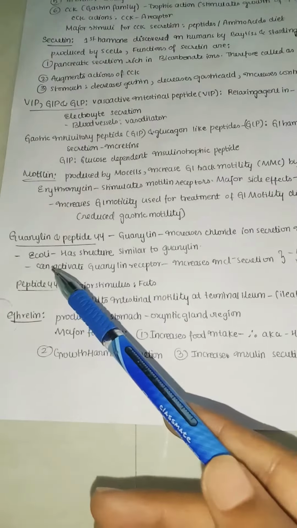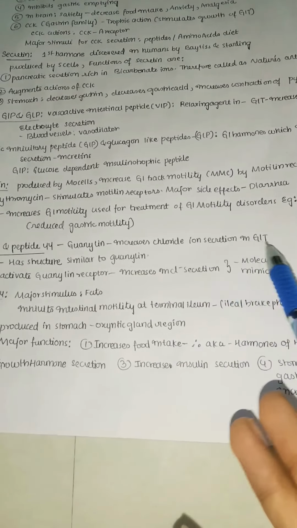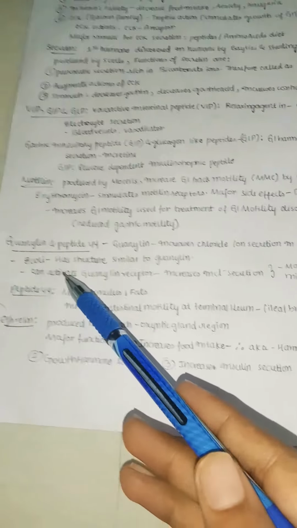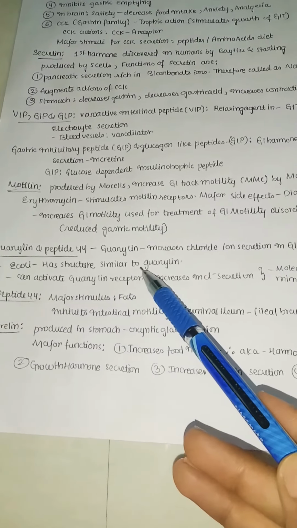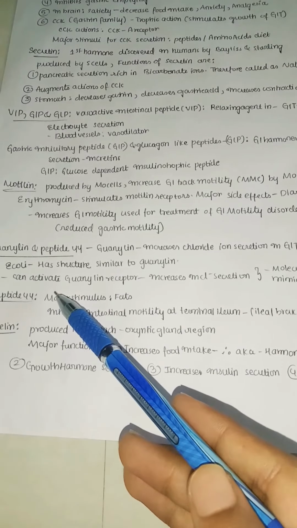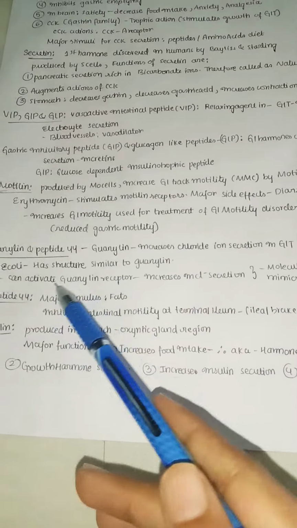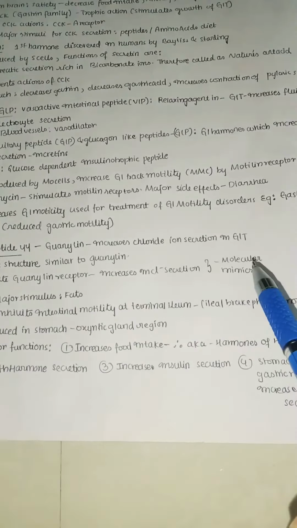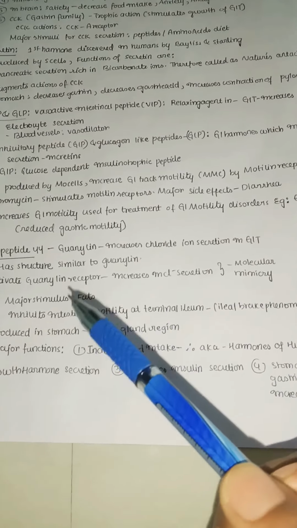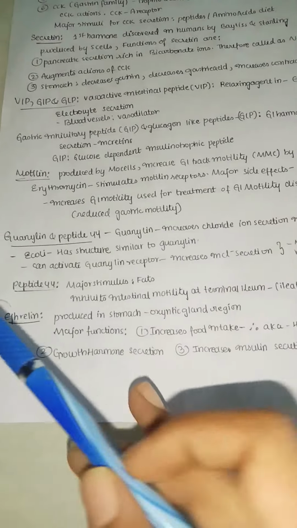And next, coming to guanylin and peptide YY. Guanylin increases chloride ion secretion in the GIT. E. coli has a structure which is similar to guanylin. So sometimes E. coli may go and act on this receptor and mimic it, right? It can activate the guanylin receptor and increase chloride secretion. So this is called molecular mimicry. It means that instead of guanylin, now the E. coli will go and act on the receptor and try to increase the chloride secretion.